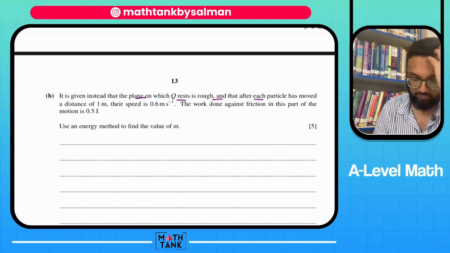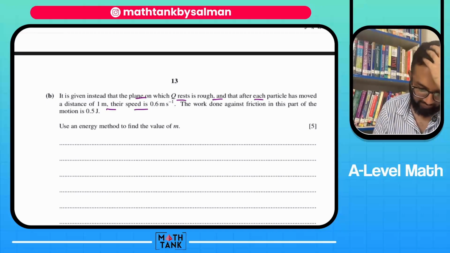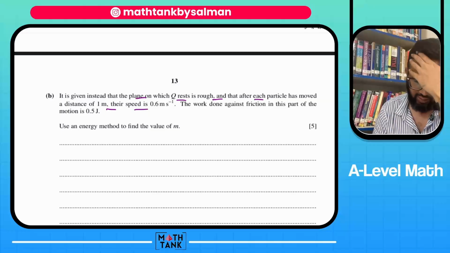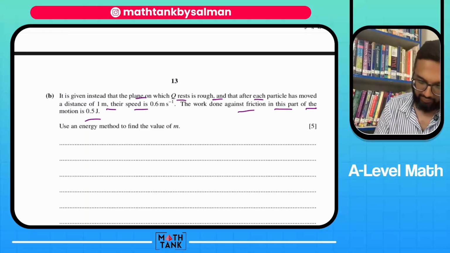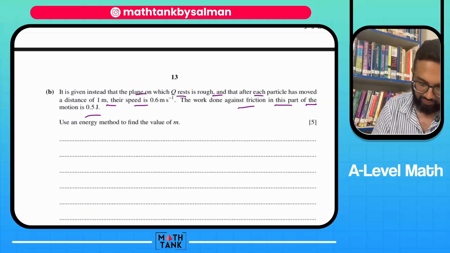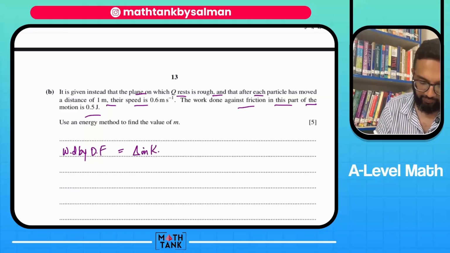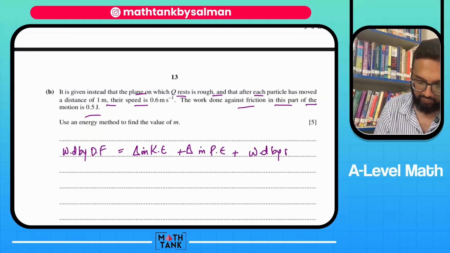It is given instead that the plane on which Q rests is rough and that after each particle has moved a distance of 1 meter, their speed is 0.6. The work done against friction in this part of the motion is 0.5 joules. Use an energy method to find the value of M. The energy method, so work done by driving force equals change in K plus change in P plus work done by resistance.